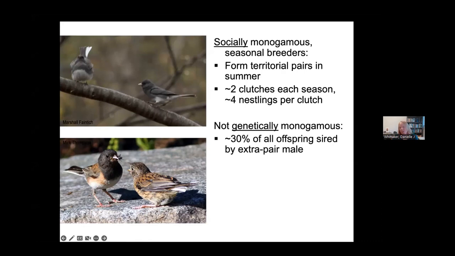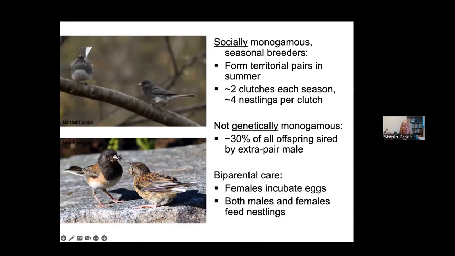So we've done paternity testing with juncos, just the same kind of paternity testing you do with humans. And we've found that up to about 30% of all offspring in every population of juncos that we've tested were actually sired by an extra pair male. So their genetic father is not the same male that's raising them. And this is really common in socially monogamous songbirds in North America.